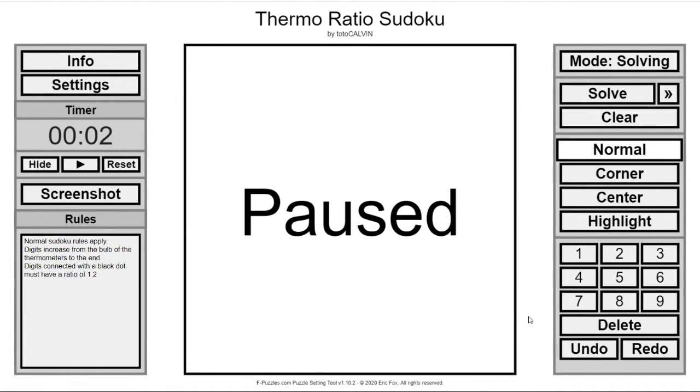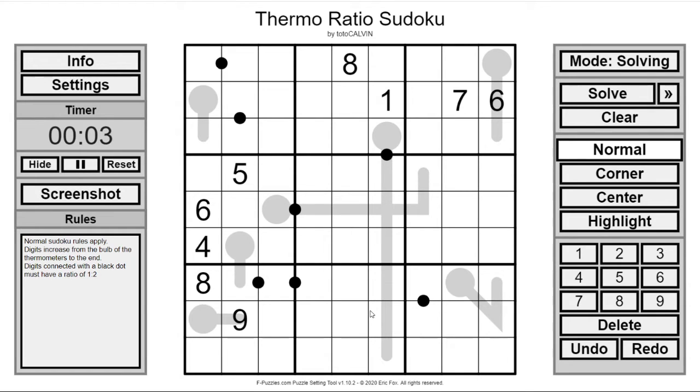Hello everyone, I said I wouldn't do another Sudoku today, but then I was just staring at this preview. I was like, okay, this interests me. So the reason it interests me is because of this section. Ratio clue. Any digits connected with a black dot must have a ratio of 1 to 2.